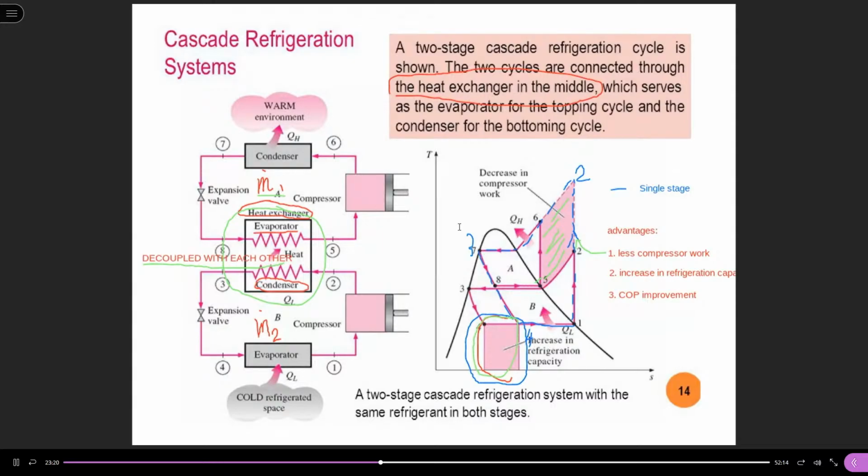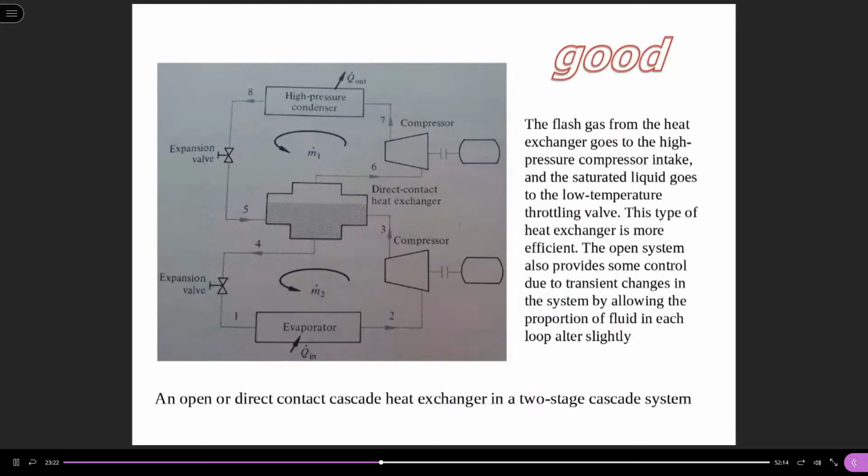Then what about if there is a direct contact heat exchanger? Then we will introduce, it can be even better. Okay, it's more common in engineering practice. So this is what we call the direct contact Cascade heat exchanger in the two-stage Cascade system. So we can see the heat exchanger is a direct contact heat exchanger. So this one is better.